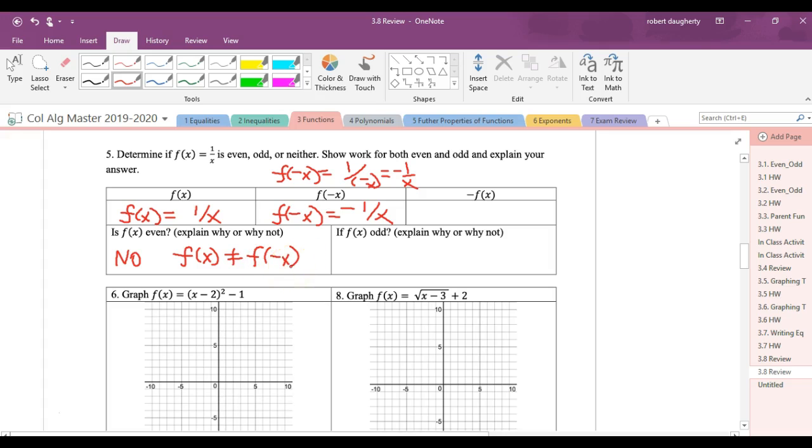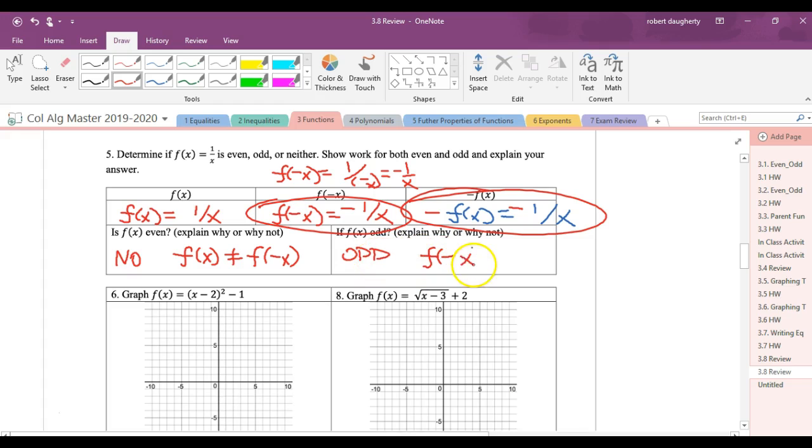Now, is it odd? If I ask myself if it's odd, f of x is equal to 1 over x. What is minus f of x? That's minus 1 over x. Now I see that these two things match. So yes, this is an odd function. It is odd because f of minus x is equal to minus f of x.